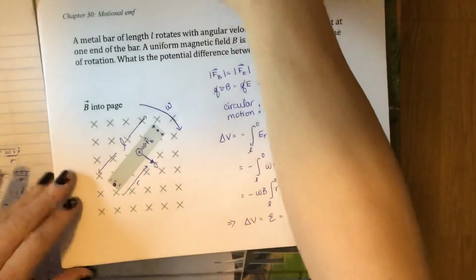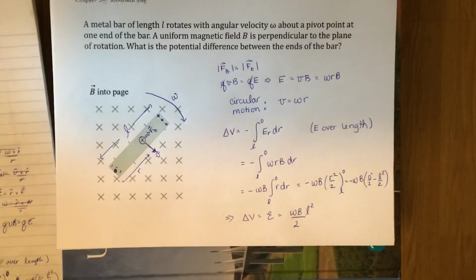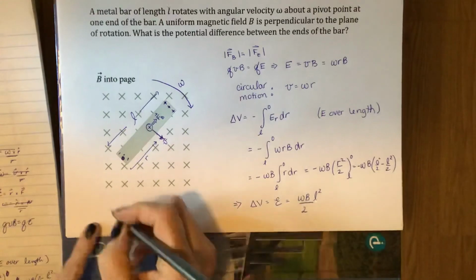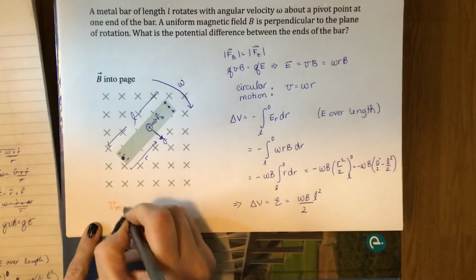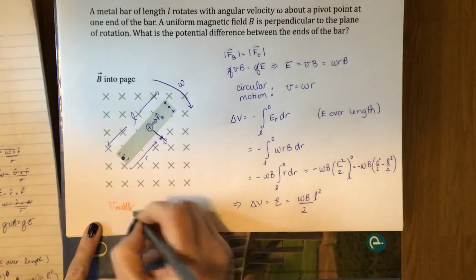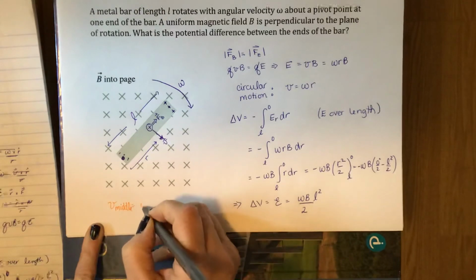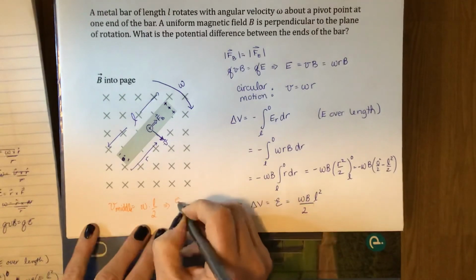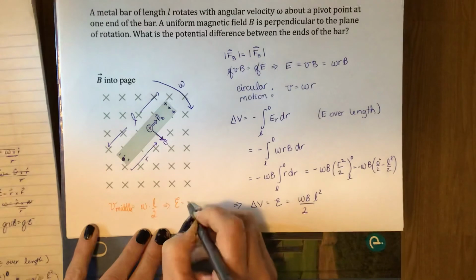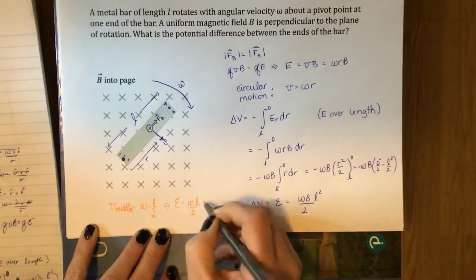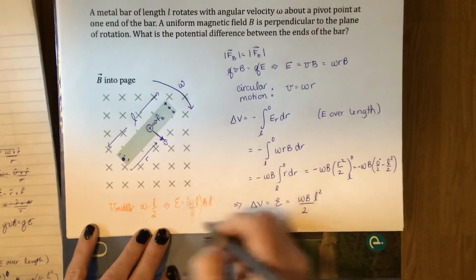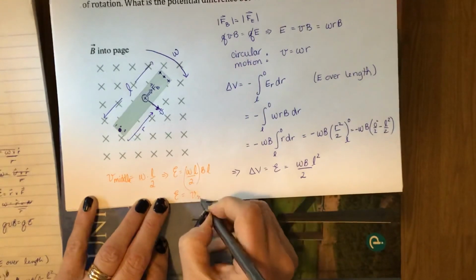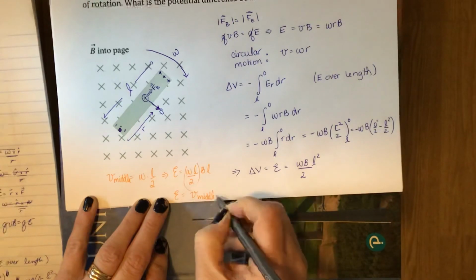So let's think about what that kind of tells us. Let's ask, what is the velocity at the middle of the bar? Velocity at the middle of the bar equals omega times the distance. So in that case, our induced EMF would be omega times L over 2 times B times L. Just rearrange this a little bit. So your induced EMF would be the velocity at the middle times BL.